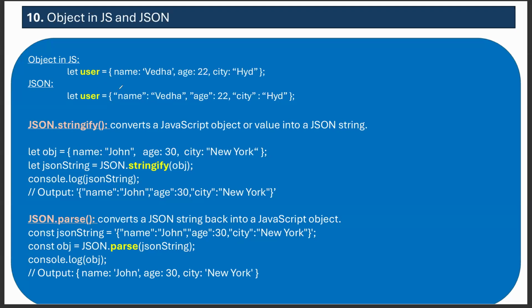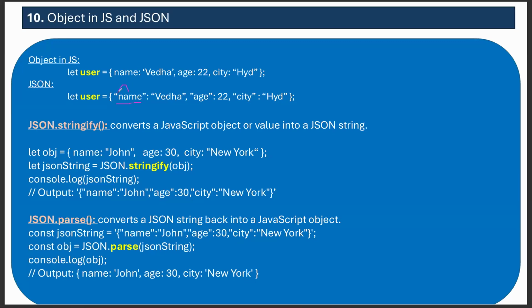Correct. So in JSON, your key should be represented in double quotes. That's mandatory. But in objects, that's not mandatory. You can just leave it as a single word. One more difference: the value should also be in double quotes. In objects, you can use single quotes, double quotes, or backticks if it is a string. But in JSON, it should be in double quotes.